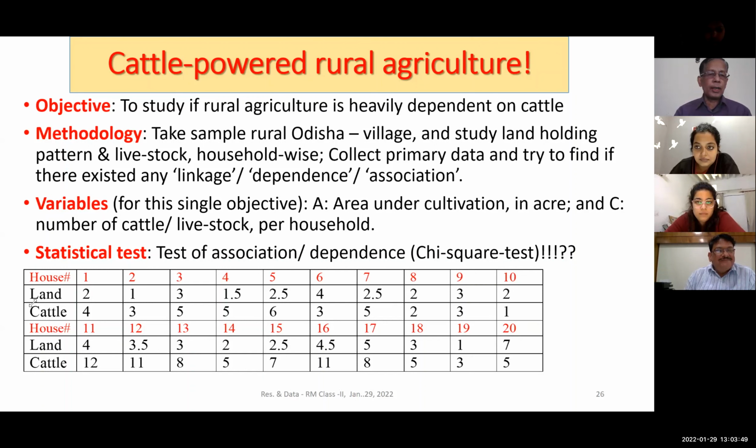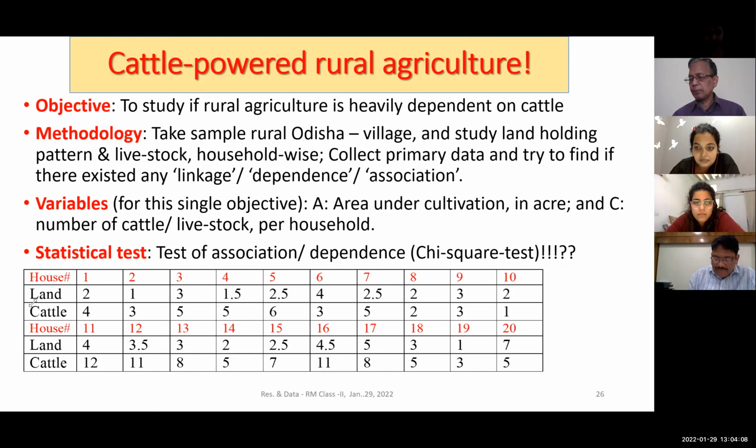This is called raw data. Then we have to tabulate it. How do we tabulate it? We have to have a simple frequency with some intervals, or two-dimensional. Now here we are introducing 2D, two-dimensional. So that is called a contingency table.